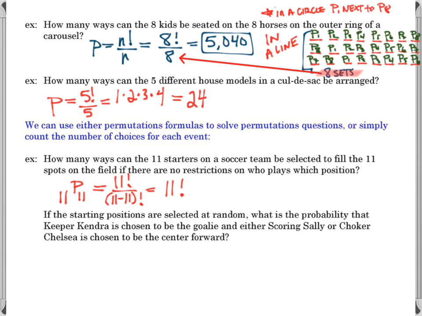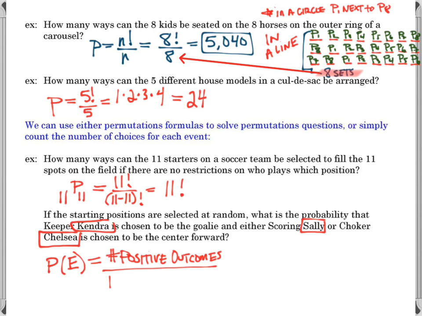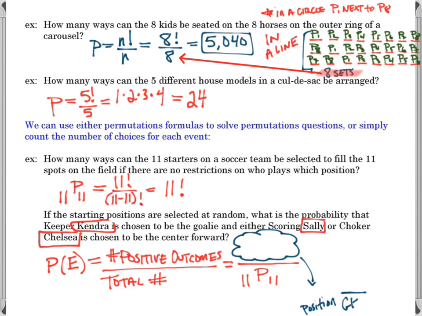All right. On the second piece, if the starting positions are selected at random, what's the probability that keeper Kendra is chosen to be goalie and either scoring Sally or choker Chelsea is chosen to be the center forward? Well, this one might be easier to list stuff out. So I want to look at the possibilities: possible outcomes over total number of outcomes. So I have 11, pick 11 is my total. And then on the top, think about what you have in each position. So for the goalkeeper, I have one choice, and that is Kendra. For the forward, I have 2 choices. That's Sally or Chelsea. And those are my 2 values.